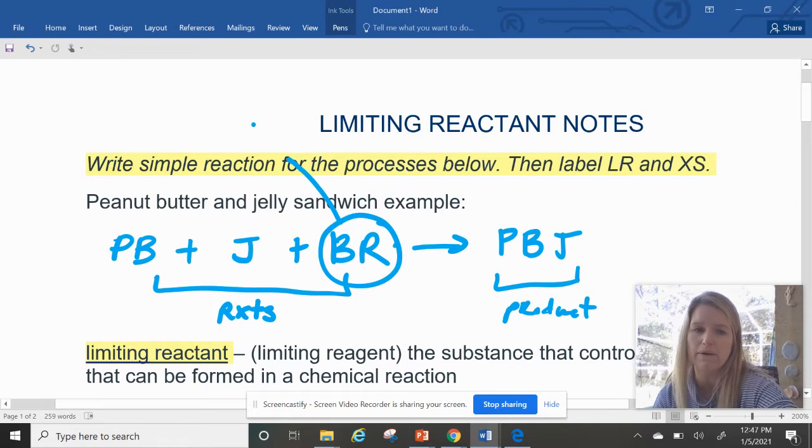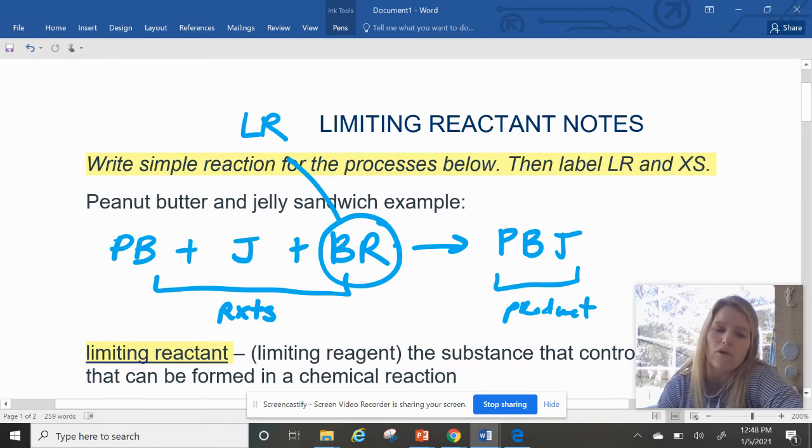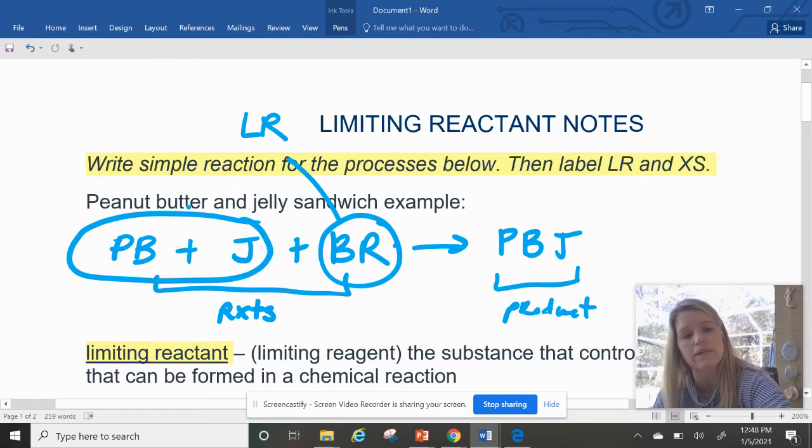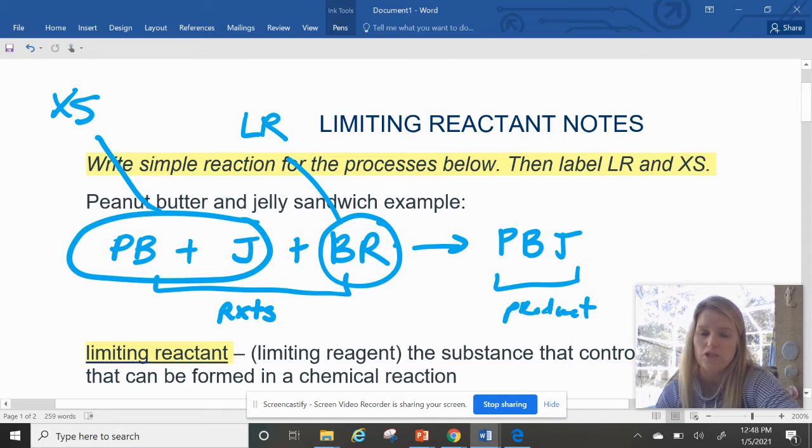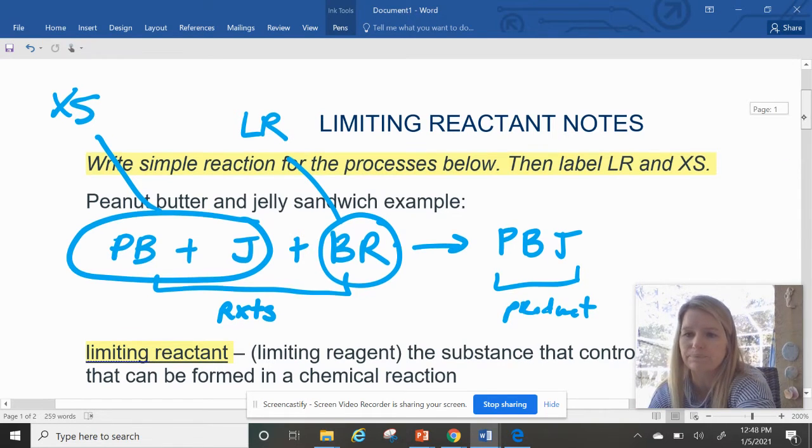Because if you think about it, and I'm going to label that as our LR, bread only comes in about 12 to 14 pieces of loaf, and that only makes 6 to 7 sandwiches, right? And I believe peanut butter and jelly can make a lot more than that. So if that's the limiting reactant, we would then label these guys right here as the excess, and that's how I always label it. Okay, so that's kind of like the really simple way of talking about the limiting and the excess reactant. So now let's go into some calculations.